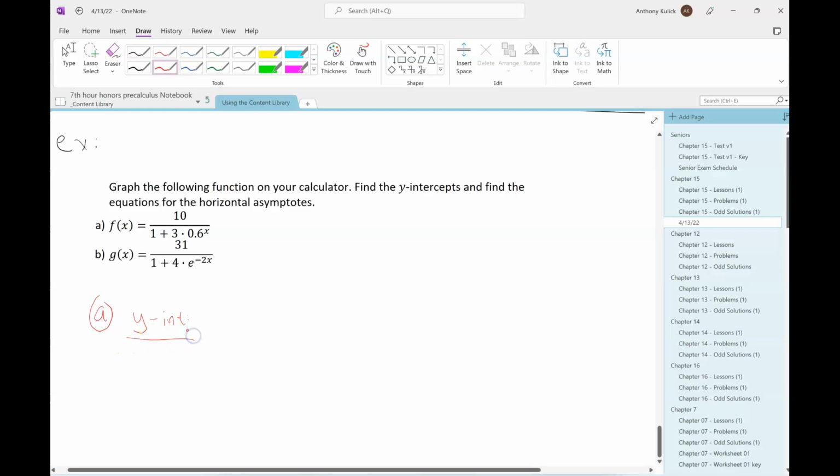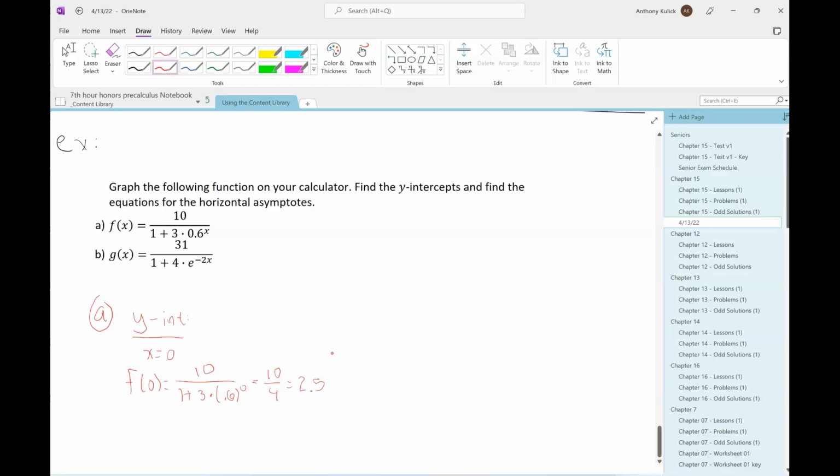The y-intercept here, the y-intercept always occurs at what x-coordinate? 0, right? So I'm just going to find f of 0. So 0.6 to the 0 is 1. 1 times 3 is 3. 1 plus 3 is 4. So I have 10 over 4, or 2.5. Everybody's cool there?